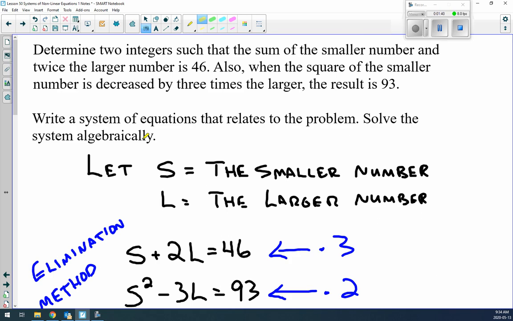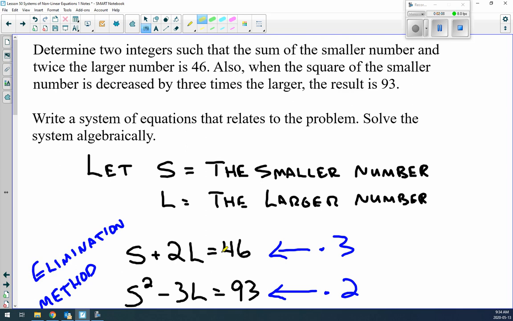Determine two integers such that the sum of the smaller number and twice the larger number is 46. This often confuses people because they read the words and go, I don't know how to change that into an equation. Well, it's not bad. We let s be the smaller number and L the larger number. Always define your variables right to start with. Look at the first one. The sum, so that's an addition, of the smaller number, s, plus twice the larger number, 2L, is 46. So s + 2L = 46. There's one equation.